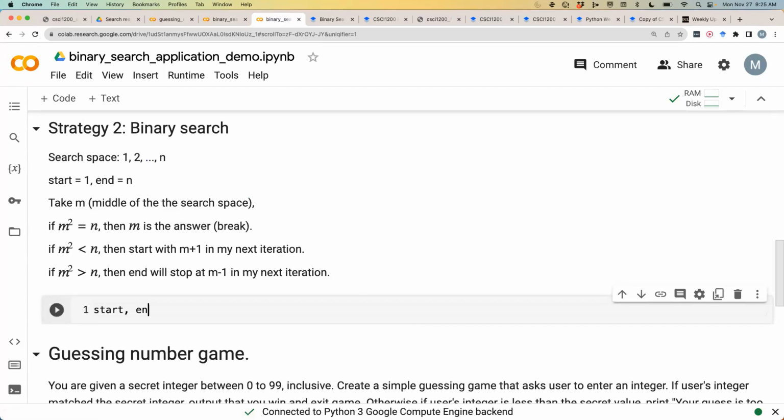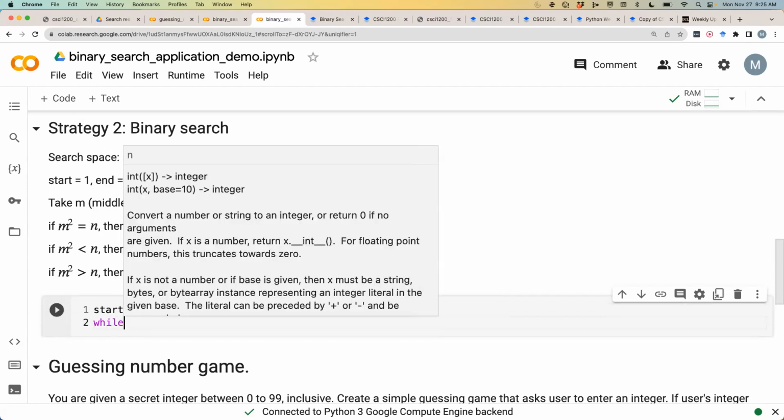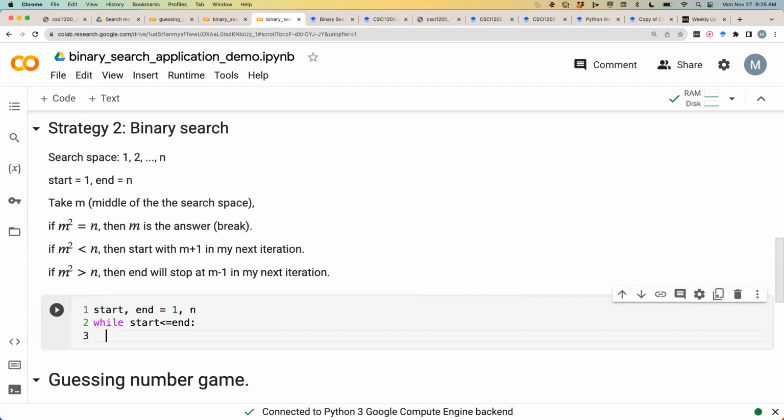So we're going to do a very simple strategy, which is 1 to N. As long as start is less than or equal to end, we're going to do this test here. We're going to take the middle. So the middle will be start plus end divided by 2.